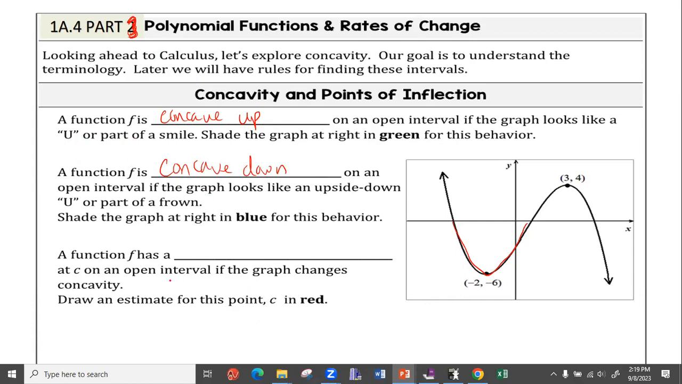Anyways, so next we're going to know about concave down. It's on an open interval if the graph looks like an upside down U. I'm just going to use a squiggle line because my thing won't let me change my colors. This would be concave down.